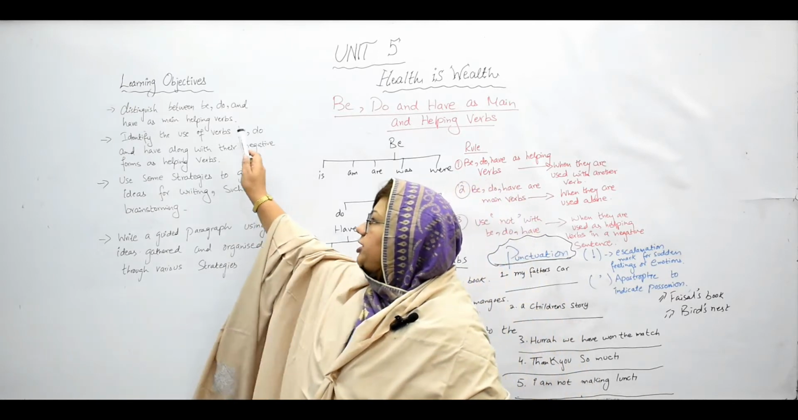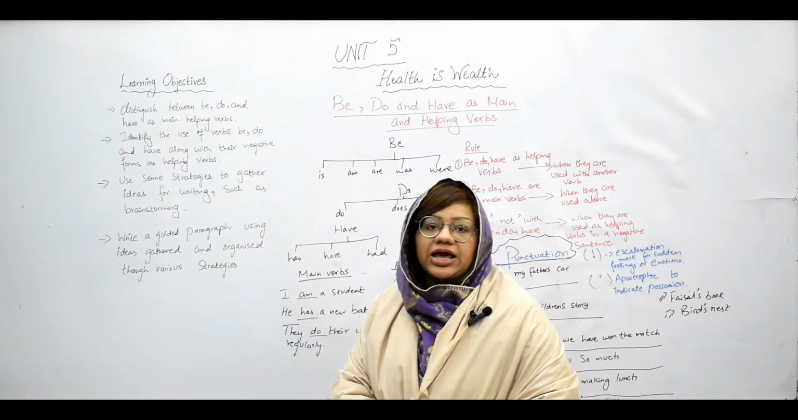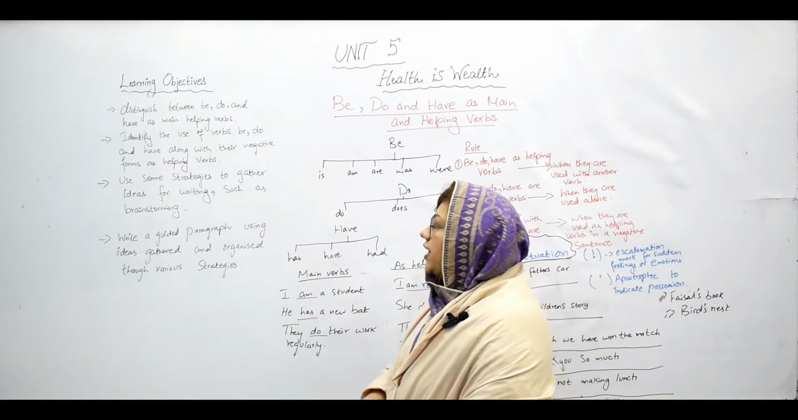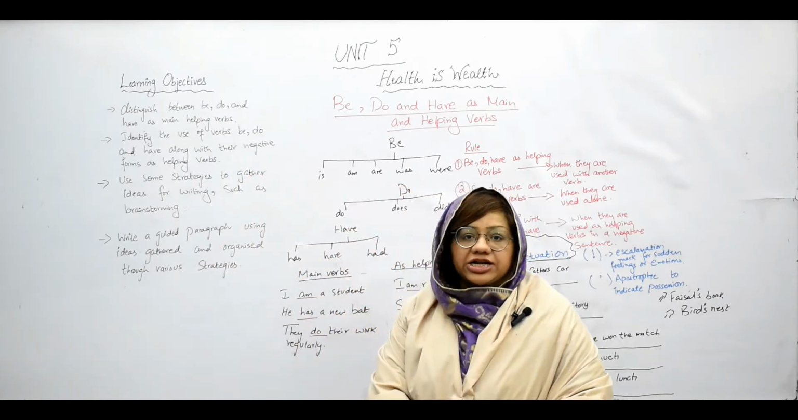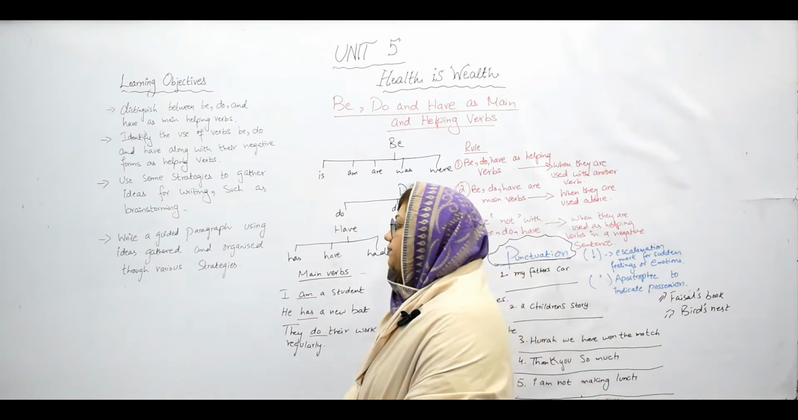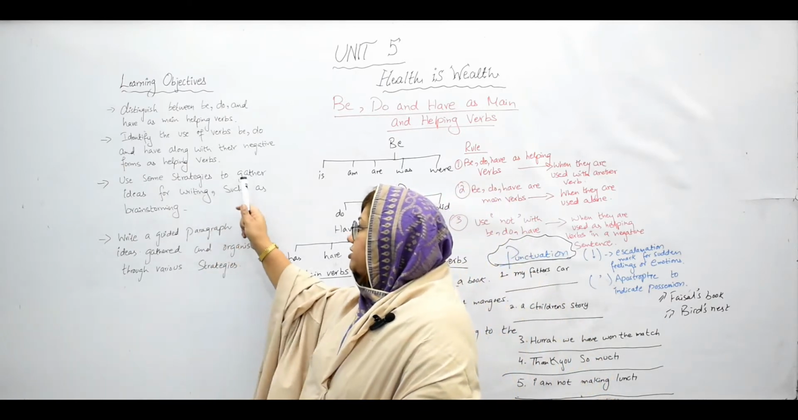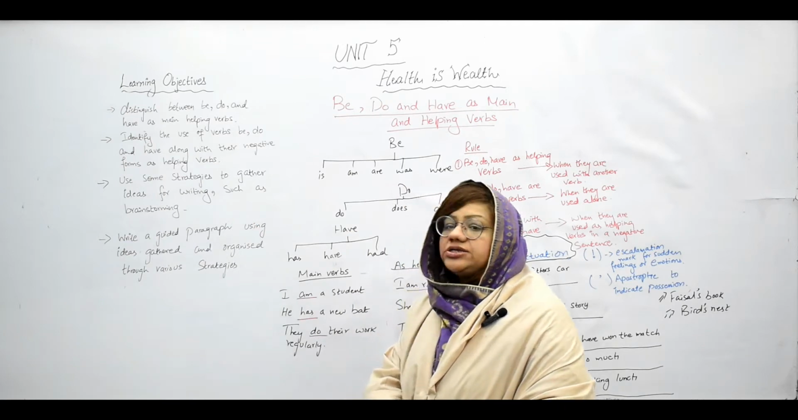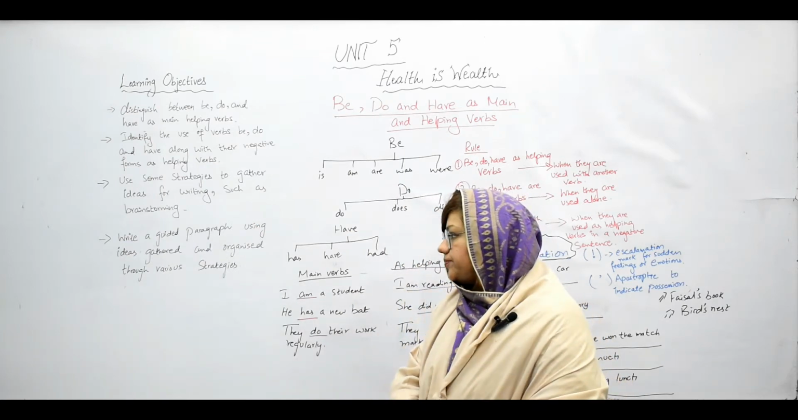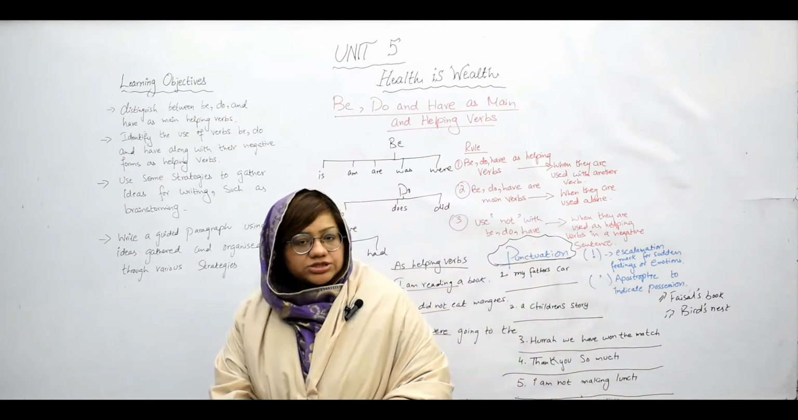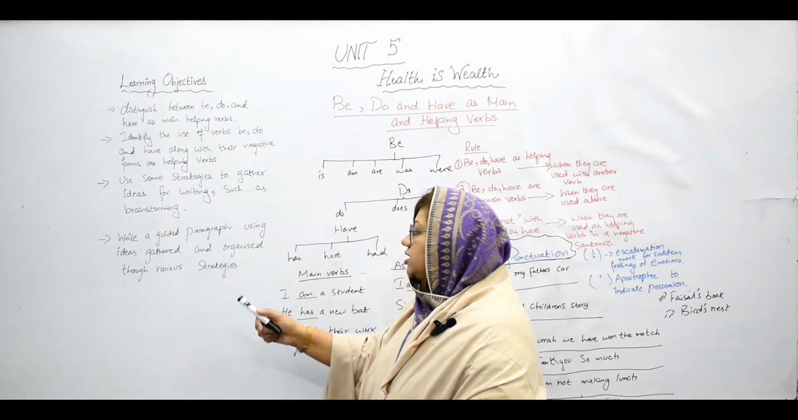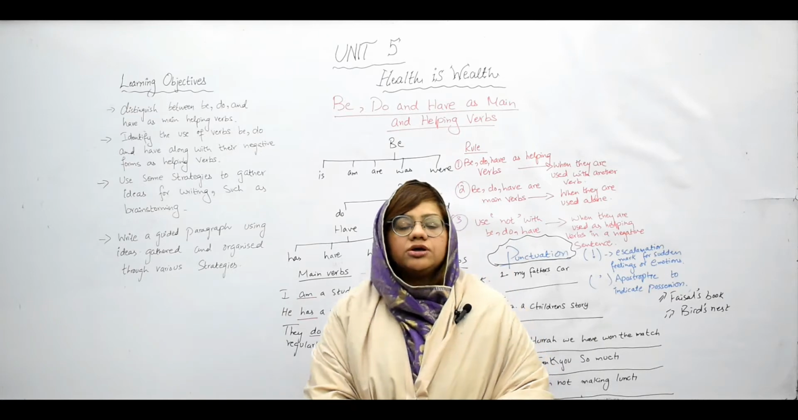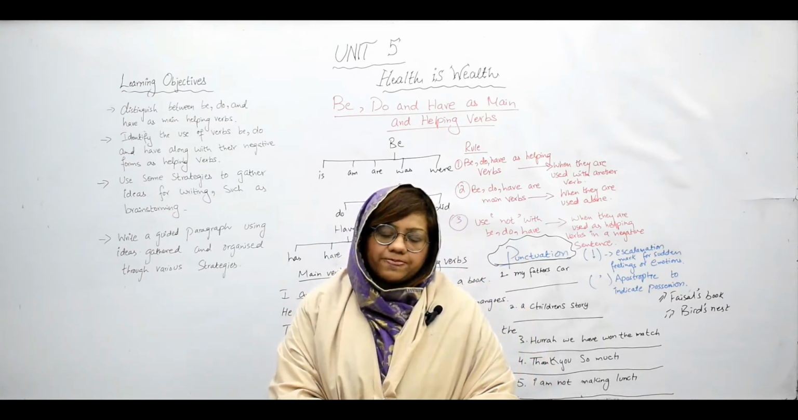Distinguish between be, do and have as main and helping verbs. Identify the use of verbs be, do and have along with their negative forms as helping verbs. Use some strategies to gather ideas for writing such as brainstorming. And at the end, write a guided paragraph using ideas gathered and organized through various strategies. So let's start.